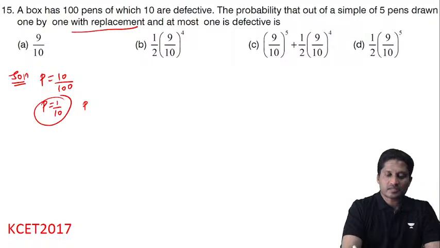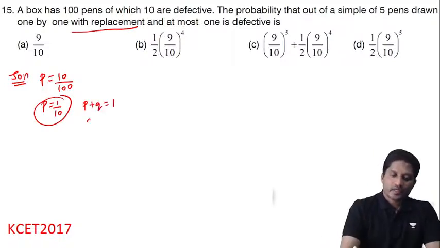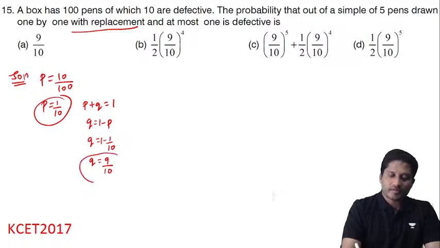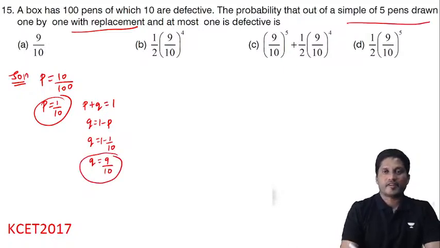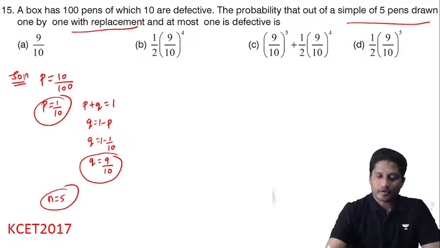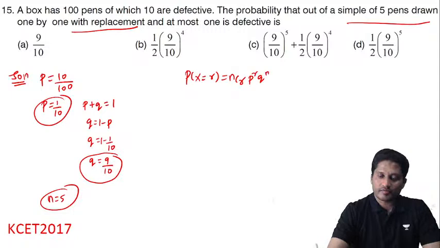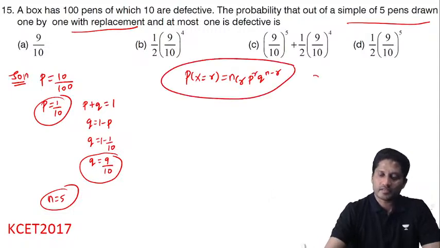Okay, we know that success plus failure is equal to 1. P is success, Q is failure. Q is equal to 1 minus P, right? So Q is equal to 1 minus 1 by 10, which is equal to 9 by 10. N is equal to the number of independent trials. Five pens are drawn. N is equal to 5. Now probability of X is equal to R. Bernoulli's theorem is NCR P power R and Q to the power of N minus R. And we know R lies between 0 and N.